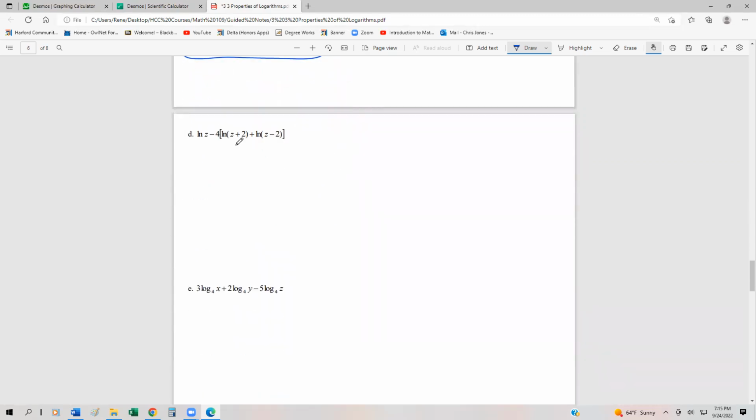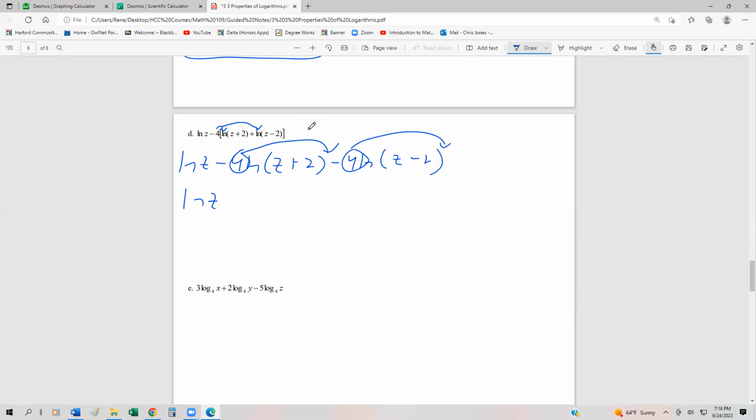Sometimes we have to distribute to start. Okay, so let's take this negative 4 and start by distributing that to all of these terms. And so that's going to turn into the natural log of z minus 4 ln of z plus 2 minus 4 ln of z minus 2. At this point, we're going to go ahead and put these as exponents. So this is natural log of z minus ln of z plus 2 to the fourth minus ln of z minus 2 to the fourth. And anything that has a positive coefficient is going to stay in the numerator. Anything that has a negative coefficient is going to go in the denominator.